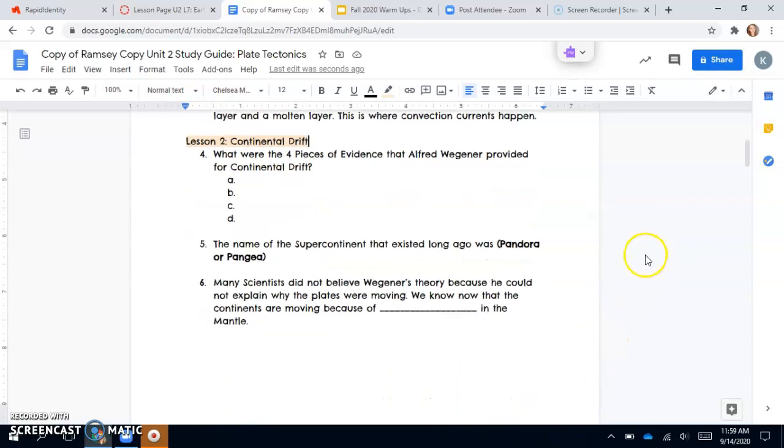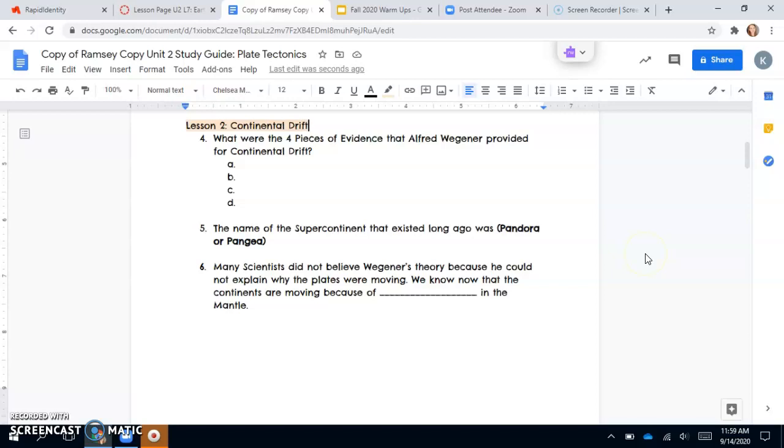Okay. So now let's move on to lesson 2, which was continental drift. Here we talked about Alfred Wegener and his theory of those moving continents. And there was that video that you were supposed to watch of the Alfred Wegener song that was very catchy and could get stuck in your head a little bit.